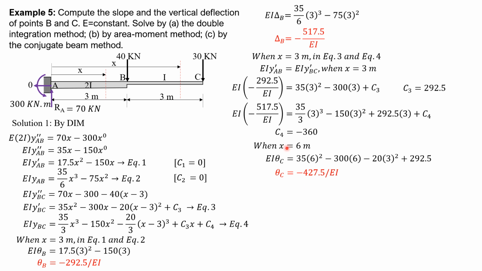Then same when x is 6, we can now solve delta C in equation 4: 35 over 3 times 6 cubed minus 150 times 6 squared minus 20 over 3 times 3 squared plus 292.5 times 6 plus c sub 4, negative 360. So delta C is equal to negative 1665 over EI. So that's it by the double integration method. So stand by for the other two methods.